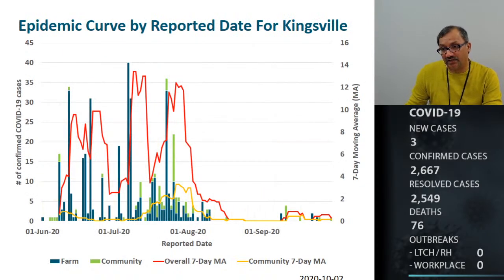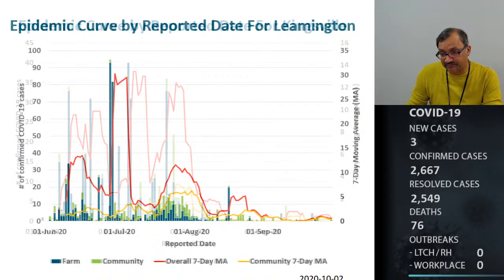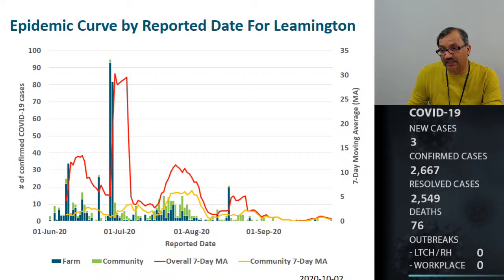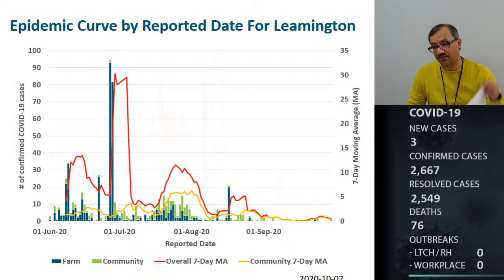Kingsville has seen a fair share of cases in the region, but since August, these cases are trending down and mostly at a minimum level. Similar trend in Leamington earlier on in July, and then some early parts of August, they've seen some spike, but overall, right now, the numbers are going down.